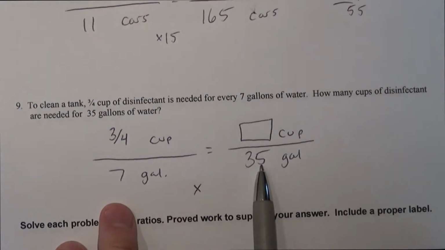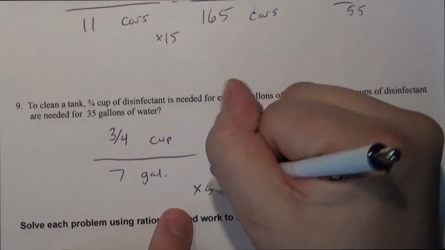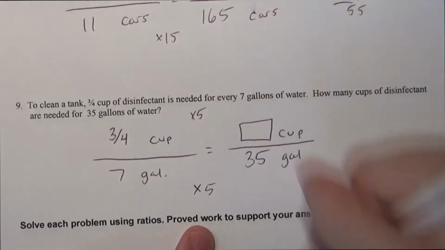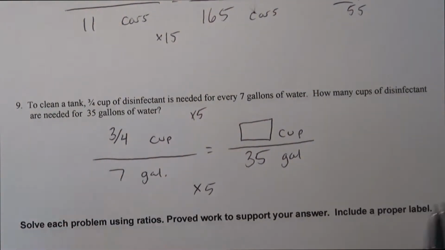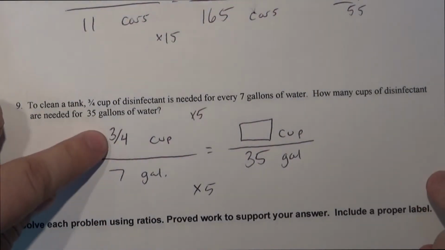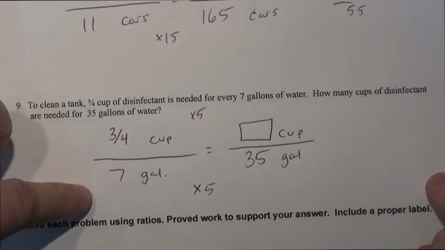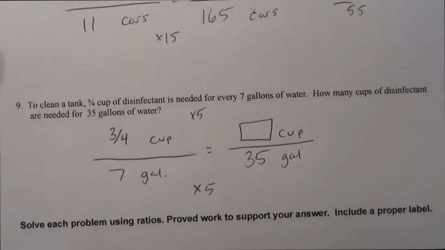If you're not sure, just think 35 divided by 7 is going to be your answer. That answer, by the way, is 5. So 7 times 5 is 35. That means up here I need to multiply 3/4 times 5. Now don't get scared here because we've got a fraction. But remember, we're looking at this as a ratio.